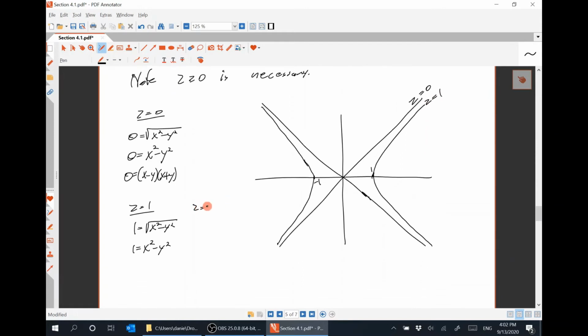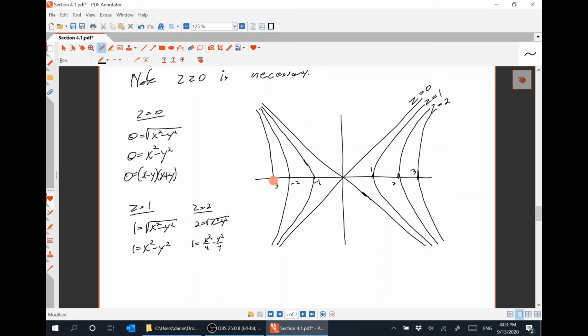And then for z equal to 2, you have 2 is equal to square root of x squared minus y squared. So 1 is equal to x squared over 4 minus y squared over 4. So that is the hyperbola intersecting the x-axis at 2 and minus 2, looking like that. And that's the contour, or the level curve, for z equal to 2. And the contour for z equal to 3 is going to be similar, and so on and so forth. All right, so there's the contour map for the function.